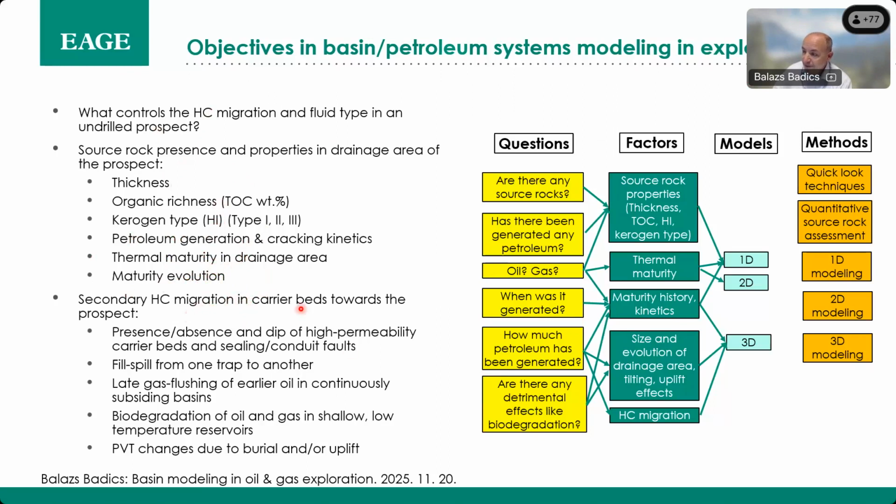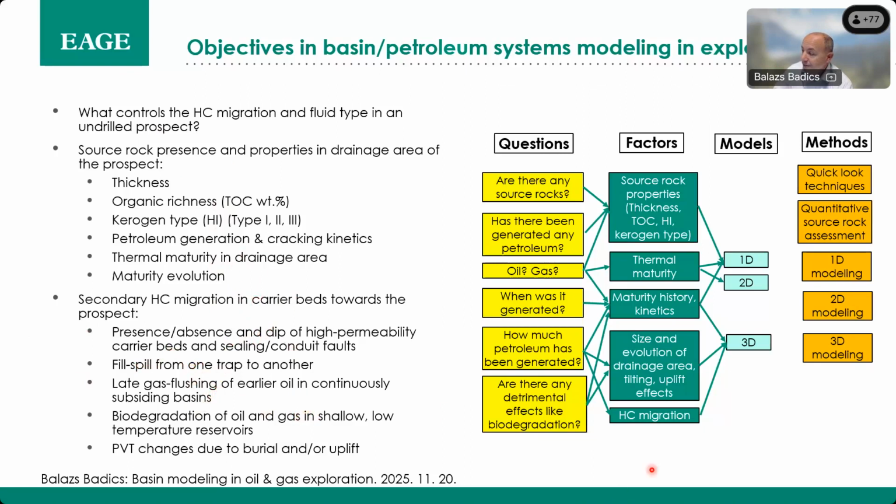Many times you can model it with different tools, methods. I will go into that a little bit, but sometimes you just have to understand how the system works, looking at simple cross sections and maps. You have to have good carrier beds between the source rock and your actual trap, and also you have to understand field spill migration. You have to understand if there is a gas flushing of a later gas into an earlier oil charge, and you have to understand biodegradation if it's a low temperature trap, and so on.